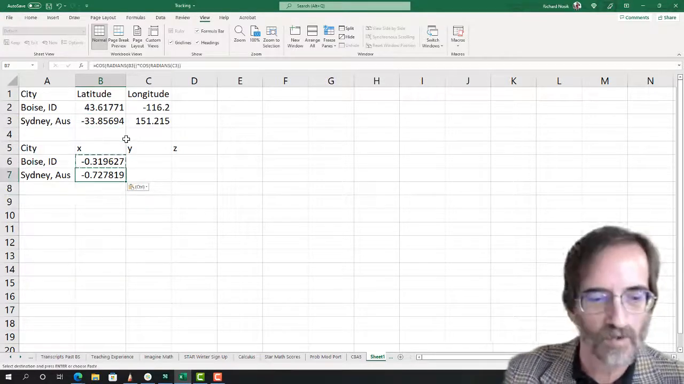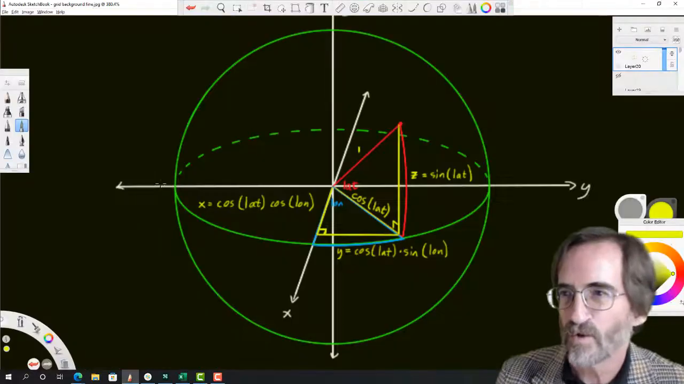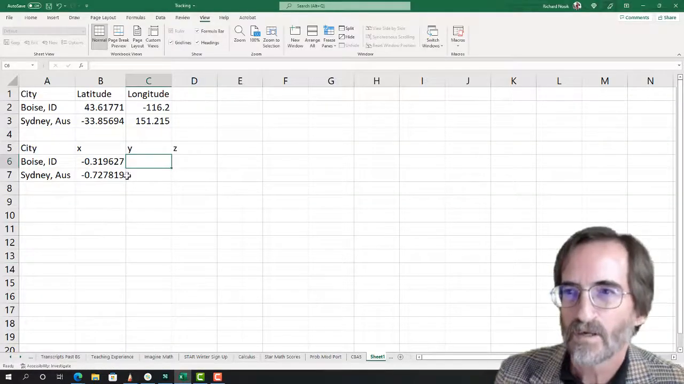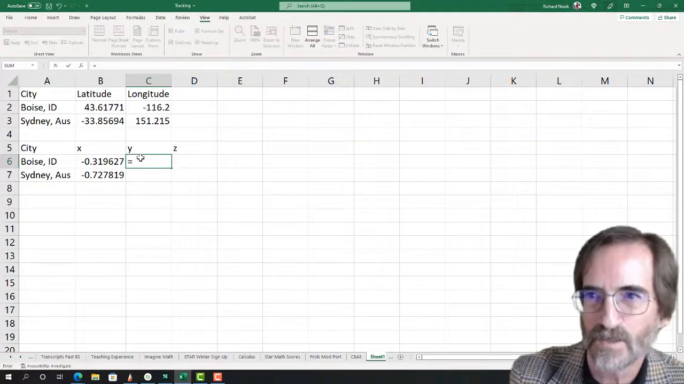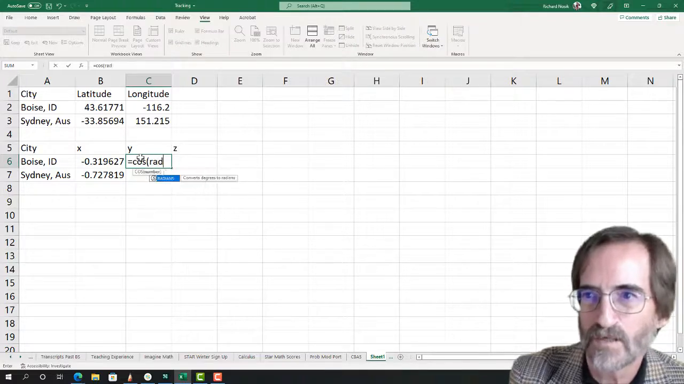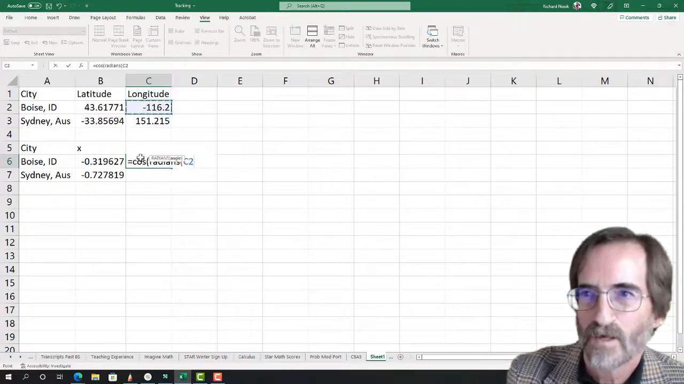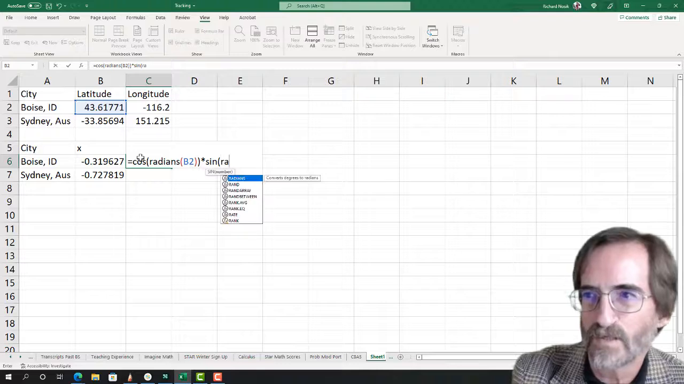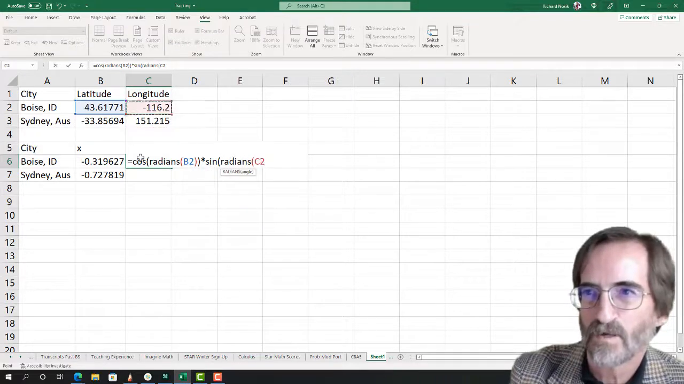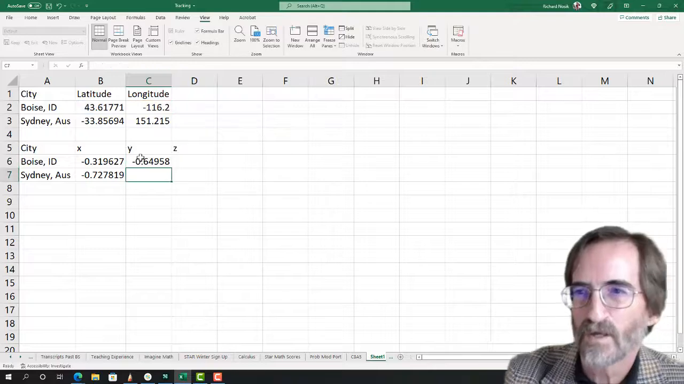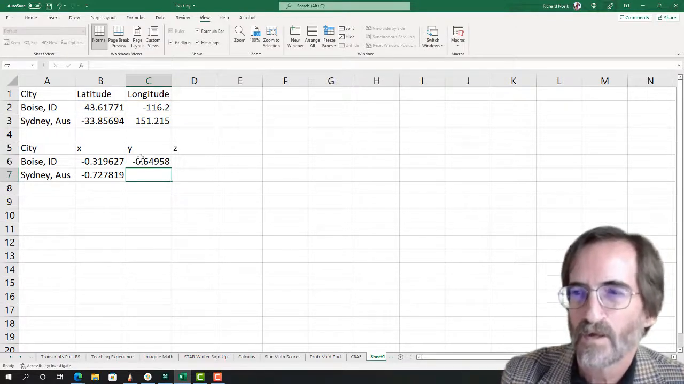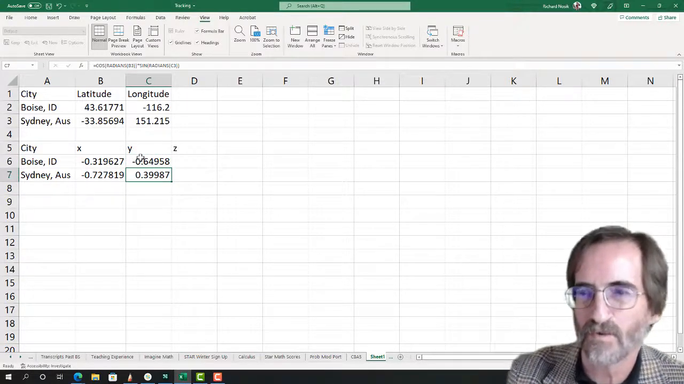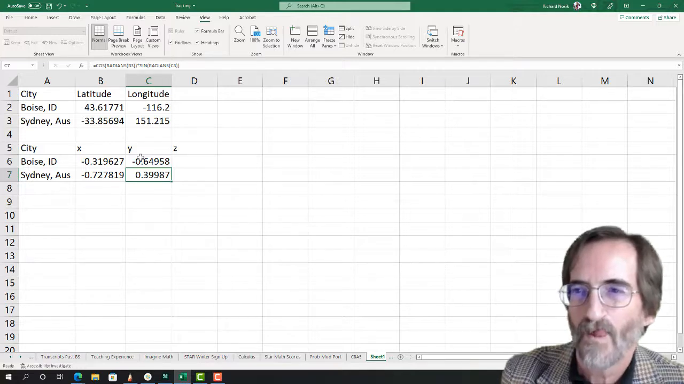and there's Sydney's x-coordinate. Okay, our y-coordinate is cosine latitude, sine longitude. Cosine latitude, sine longitude. So cosine, radians, got to remember that radians, latitude, times sine radians longitude. Okay, and there's our y-coordinate. Okay, and just copy and paste, and it should automatically give me the y-coordinate for Sydney. Okay, all right.